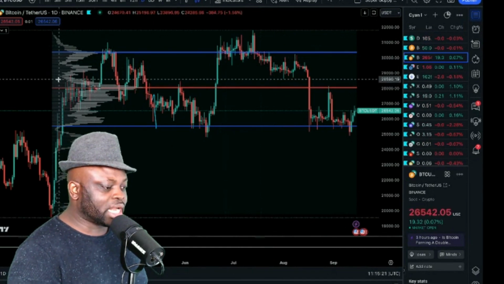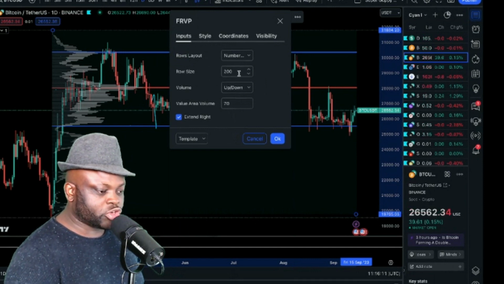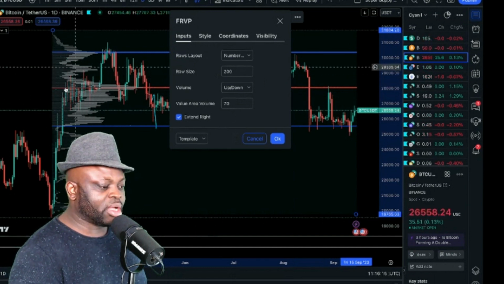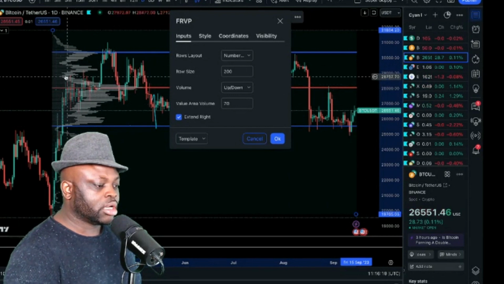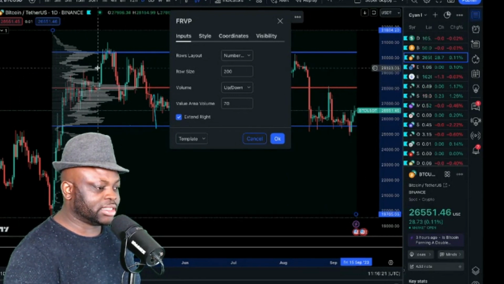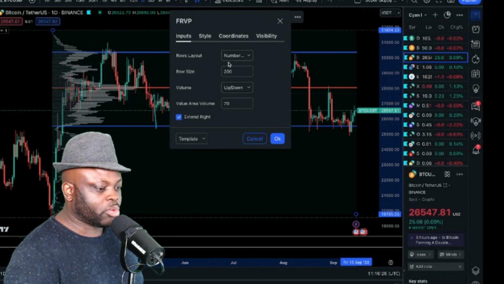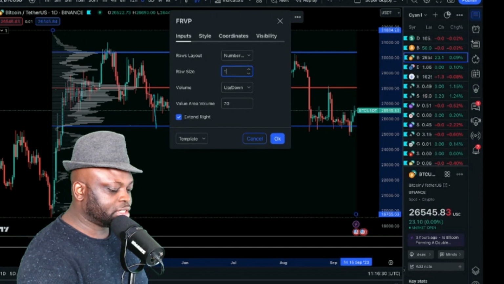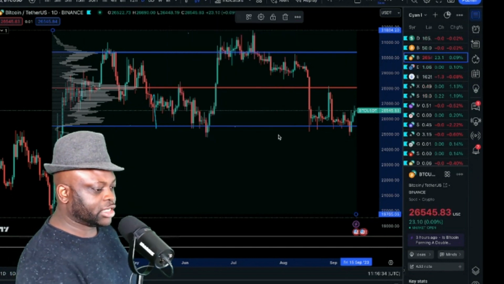So looking at the settings for the input, you can see here on the row size I put 200. The row size gives the different moments or different time periods that people have traded in between this area. You can see here, the row represents the volume, up and down. So if I change it, for example, if I put 1,000, you're going to see a change.